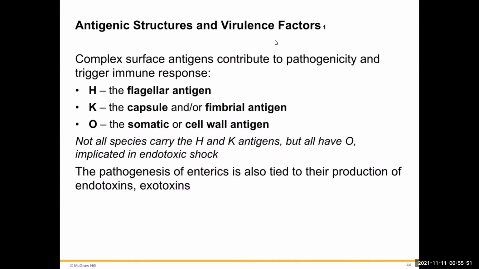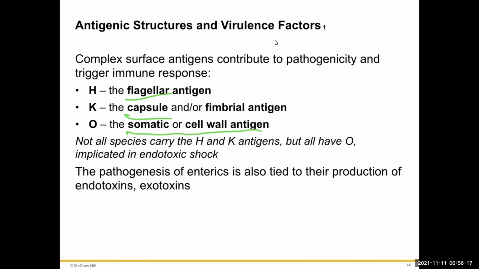All right, so the antigenic structure, the virulence factor, how virulent are these bacteria? They're complex surface antigens, what we use to identify the bacteria when our immune system recognizes it, contributes to the pathogenicity and triggers the immune response. Okay, those are your surface antigens. H is the flagellar antigen on the flagellum. K is the capsule or fimbrial antigen, and O is the somatic or cell wall antigen.